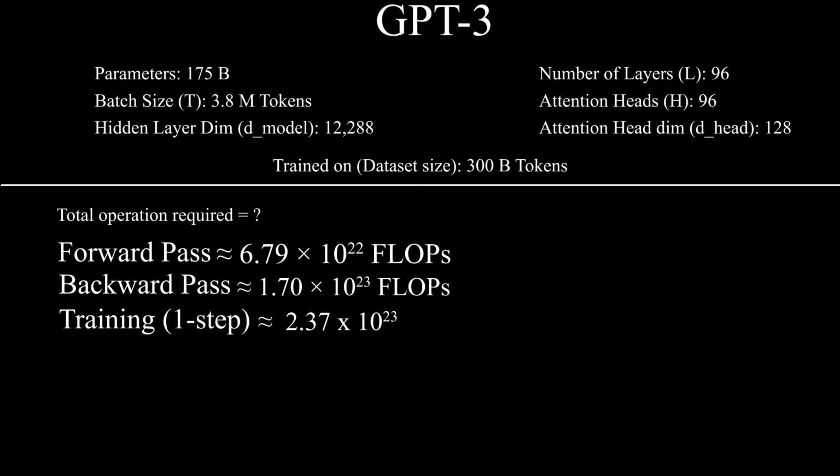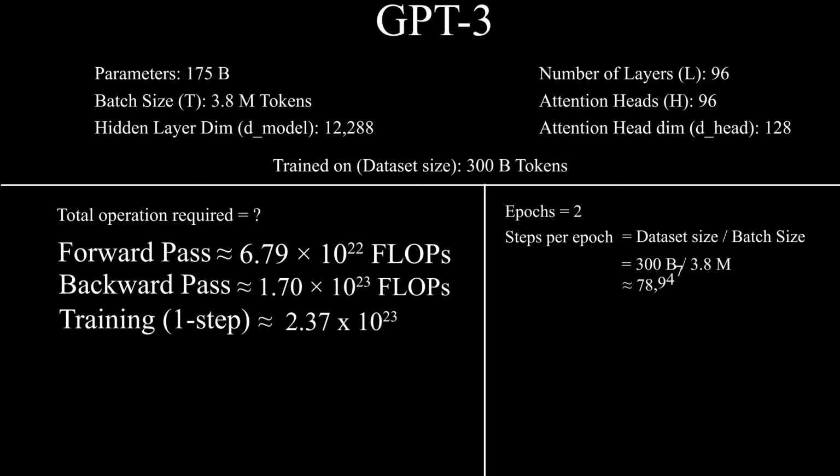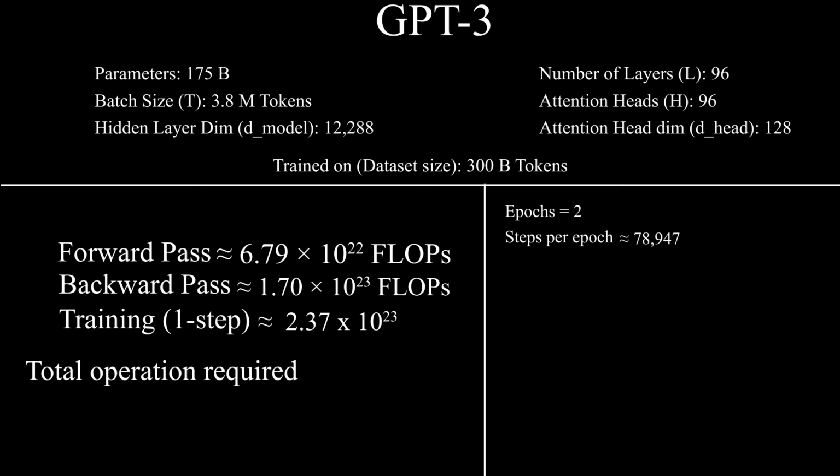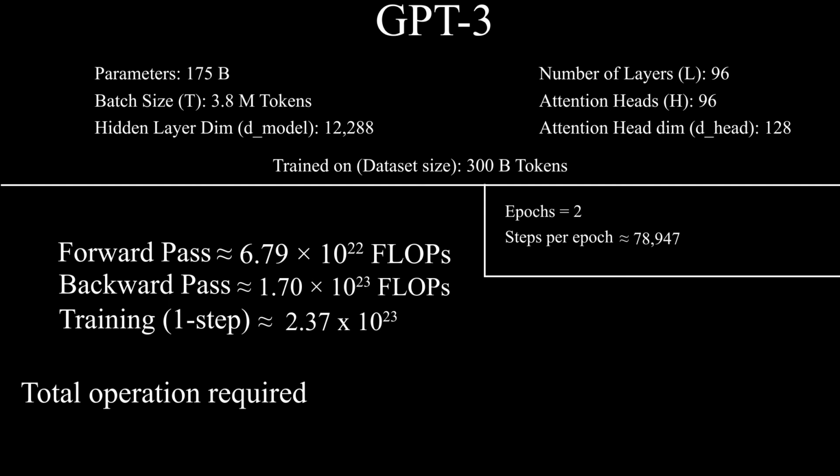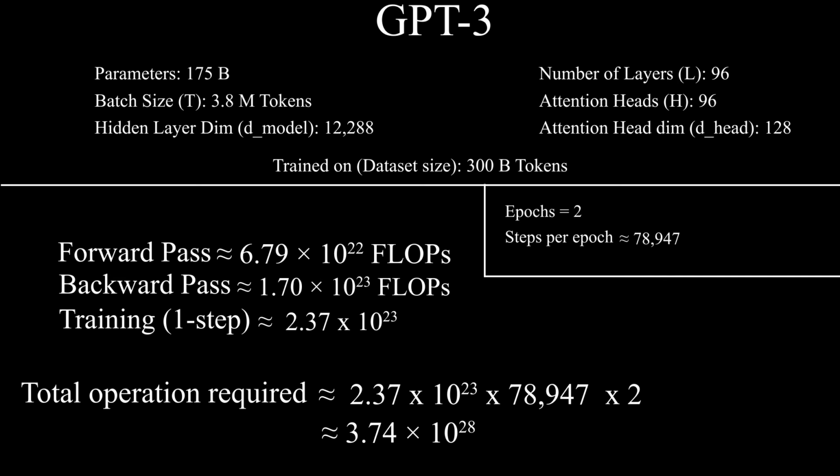This total operation is for one training step, but we already knew that GPT-3 was trained on 300 billion tokens for 2 epochs. So to get the steps required for each epoch, we'll divide the 300 billion tokens by the batch size, and we'll get 78,947 steps per epoch. Now that we know how many steps are required for each epoch, let's calculate the total number of operations required for training for 2 epochs. So for that, we'll take the total number of operations times steps per epoch times 2, and we'll get the total number of operations required to train the model for 2 epochs.